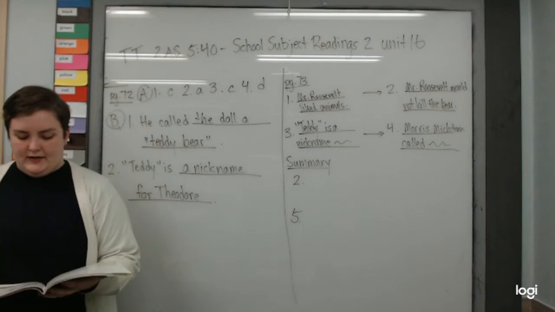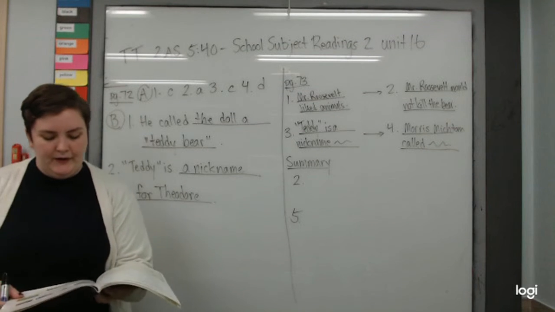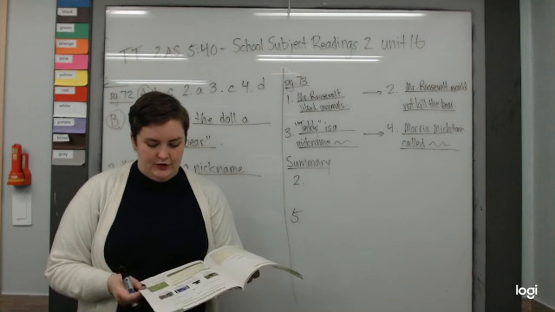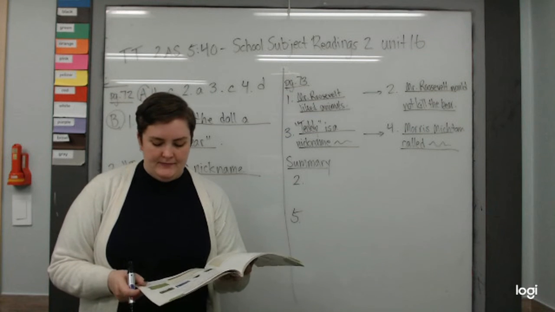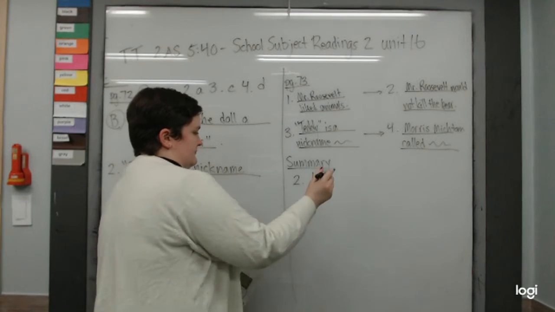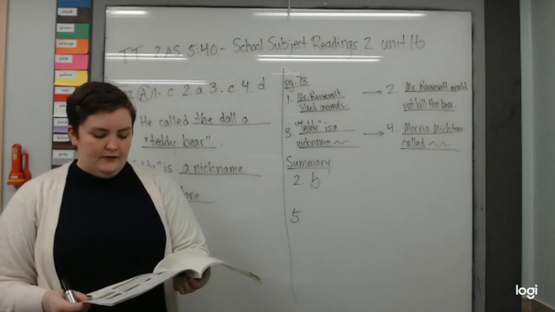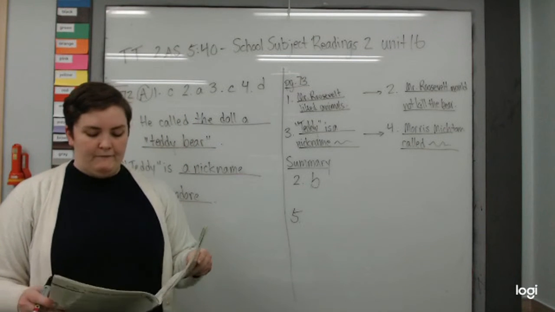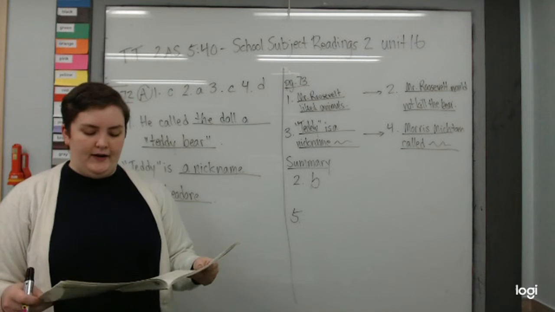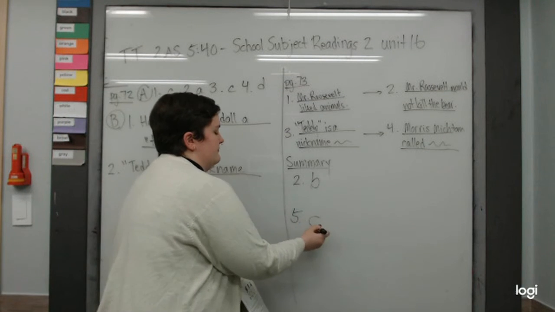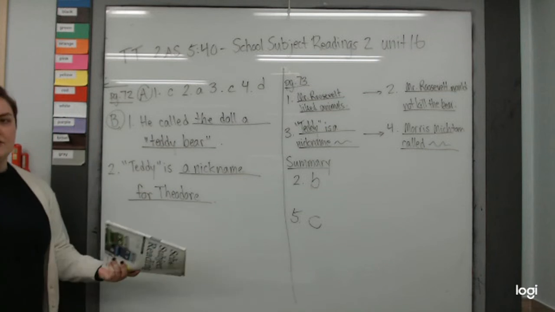Okay, down on the bottom, summary. Number one, Theodore Roosevelt saw baby bear in a forest. Two is B, Mr. Roosevelt would not kill the bear. Three, Morris Mictum wanted to remember the story. Four, he made a doll of the bear. And five, C, he called the doll a teddy bear. So, check your answers.